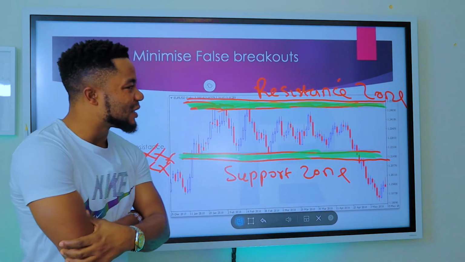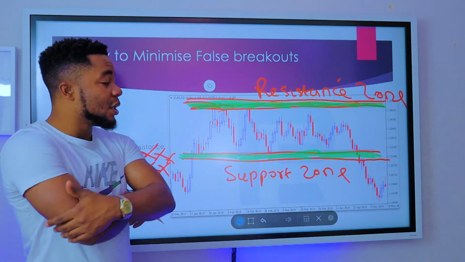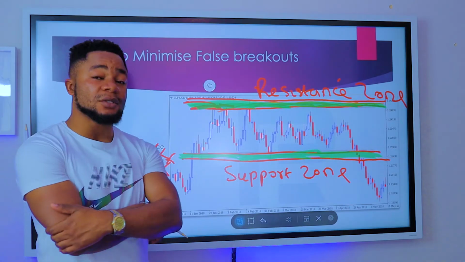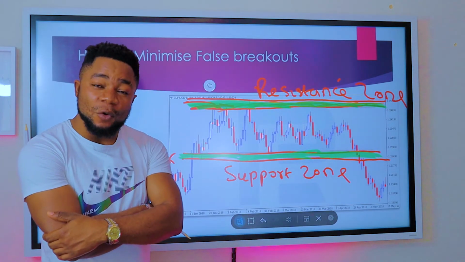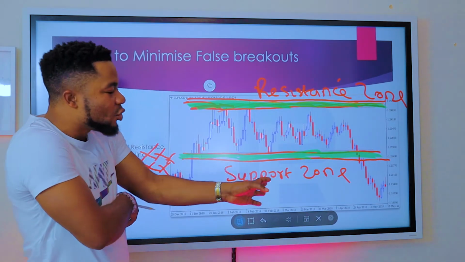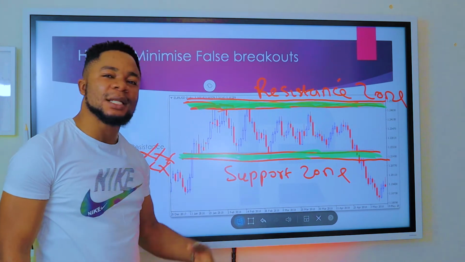Now, since we've considered it as a zone instead of a line, can you show me how many false breakouts you can see? Zero, zero, zero. That means there's no false breakout, because I knew very well that this is a zone.